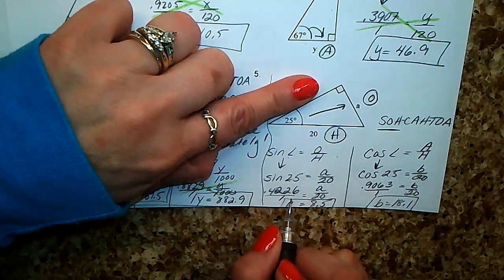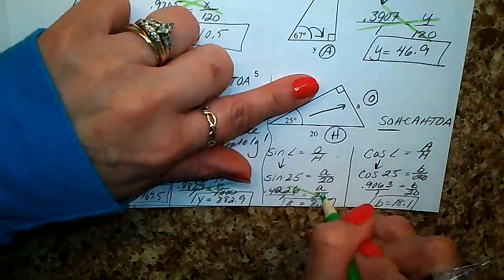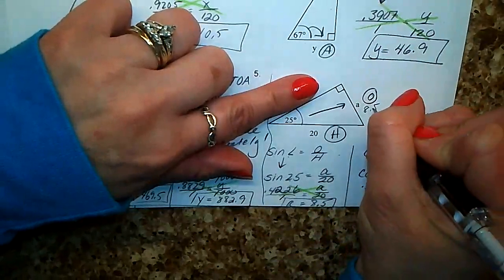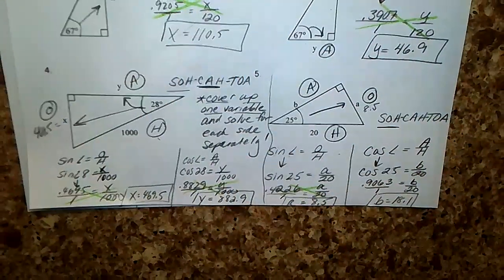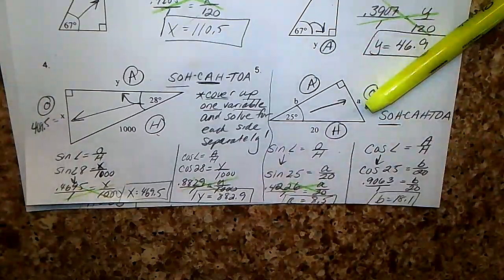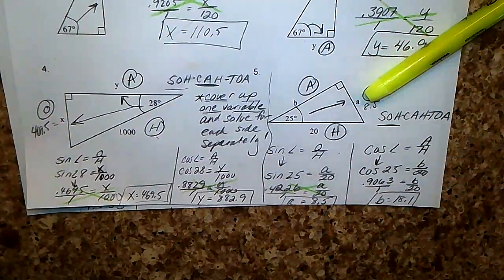Right? We get sine 25 in our calculator, and then we can cross multiply, and when we do that, we get 8.5 for that side right there, that A side. Then we want to cover that up. We don't want to look at that side now. We want to just cover that one up. I'm just going to cover that up with my highlighter here, and I'm going to focus on that.